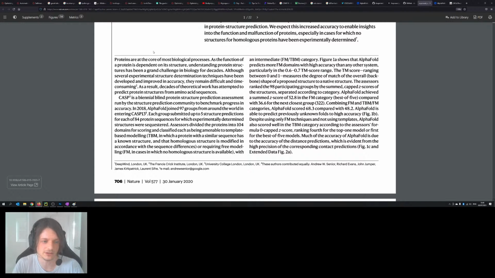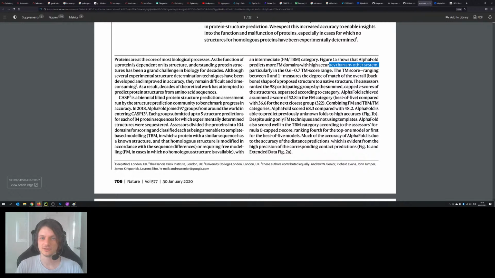Okay, free modeling. That makes sense. It's like a piss in the wind, isn't it? With an intermediate FM-TBM category. Figure 1a shows that AlphaFold predicts more FM domains with high accuracy than any other system, so the piss in the winds are quite accurate.